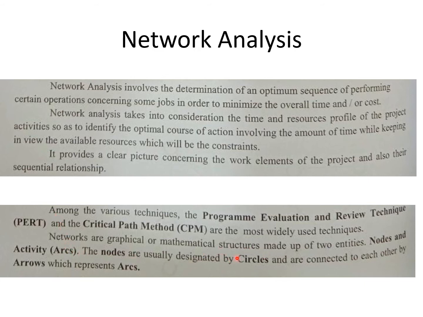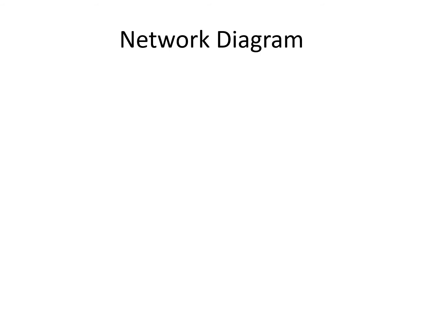So networks are graphical or mathematical structures. We have studied this definition, made of two entities. We already know they are nodes and activity, or they are also called arcs. So the nodes are usually in terms of circles or squares, and they are connected to each other by arrows, which represent the activities. Network diagram.